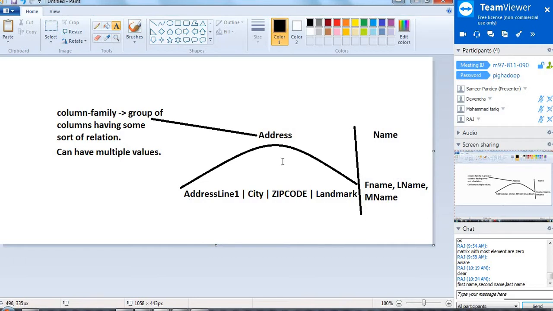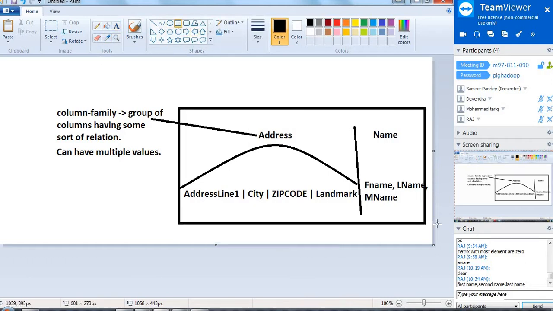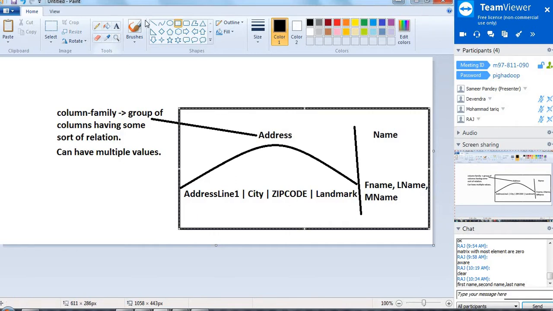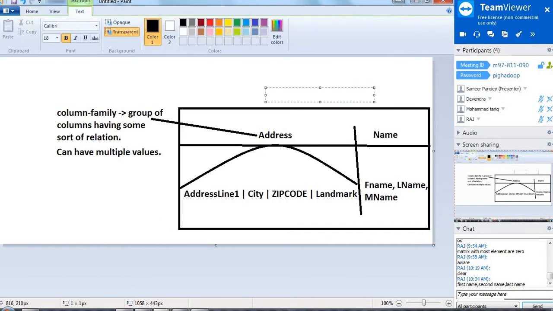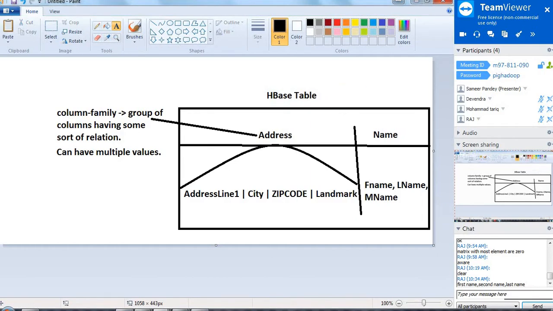So how many columns as of now? 1, 2, 3, 4, 5, 6, 7. But now when I say column family, it's only 2. And when I combine these two, your address and name, this entire set is called a table. Can I say it is an HBASE table? Yes, you can. HBASE table. Okay, is it clear?